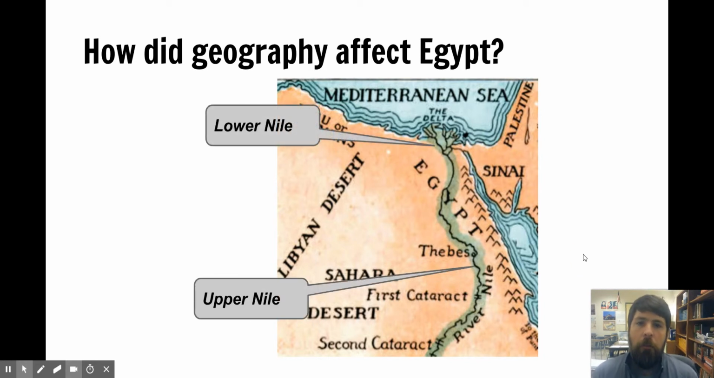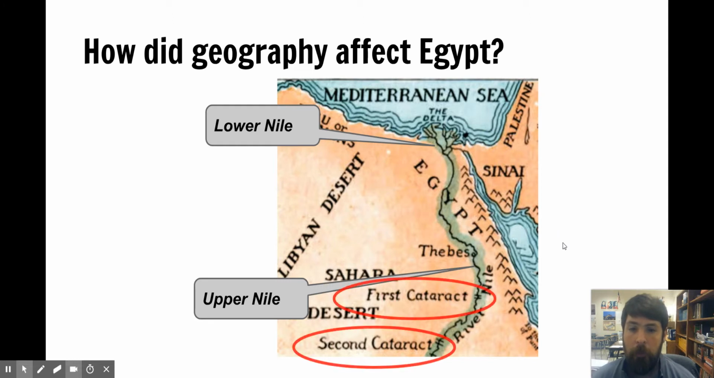One thing that's weird about ancient Egypt is that we call the Nile Delta the Lower Nile, even though it's to the northern part of the map. And we call the southern part of Egypt the Upper Nile, because that's what the Egyptians referred to it as. So the Lower Nile is the place where the Nile River meets the Mediterranean Sea in the north, where the delta is, and the Upper Nile is further south.